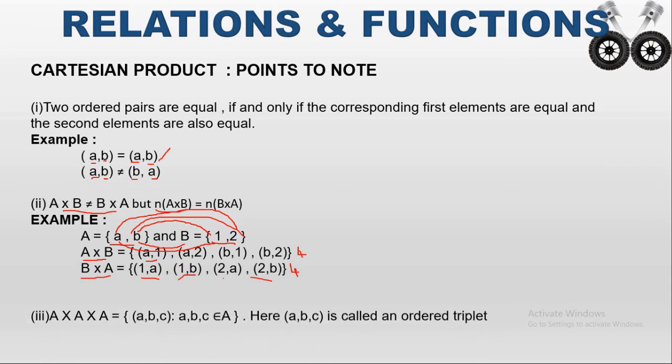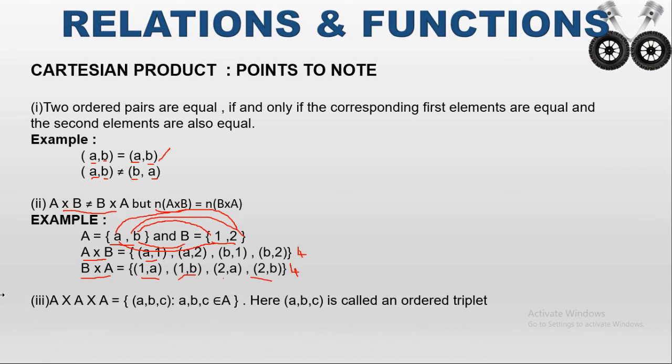And then the third one is A cross A cross A, which equals (a, b, c), where a, b, c belong to A. So here how many sets are multiplied? Here we are multiplying 3 sets: A into A into A. So if you multiply 2 sets, you said it is the ordered pair. Now we are multiplying 3 sets, that means it is called the ordered triplet. So (a, b, c) is called an ordered triplet.